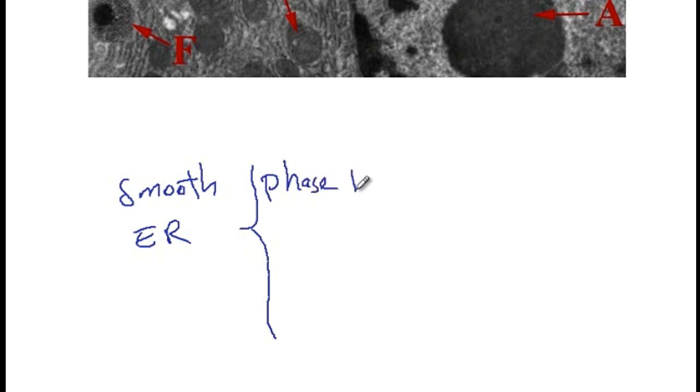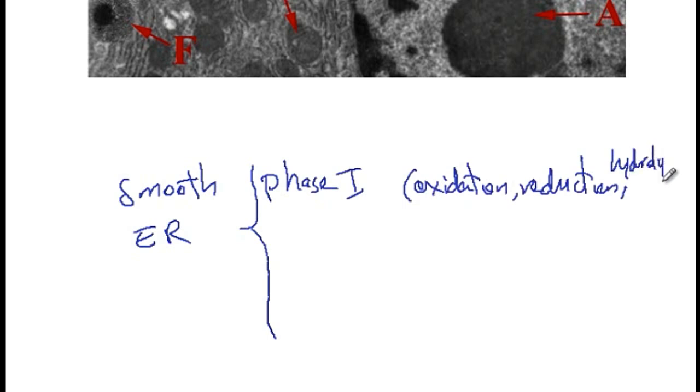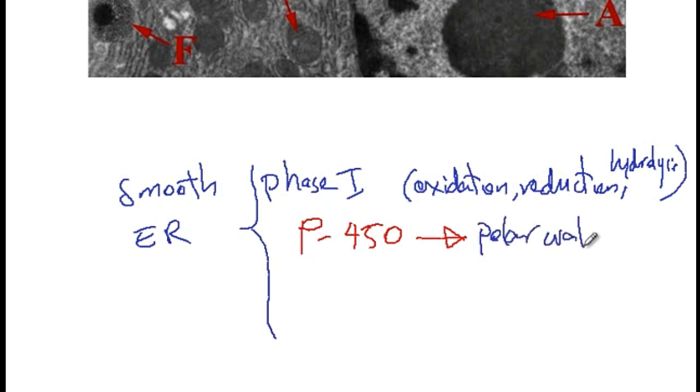Phase 1, which involves oxidation, reduction, as well as hydrolysis, all of which are done by the P450 enzyme. And so it will yield metabolites that are polar and water soluble.